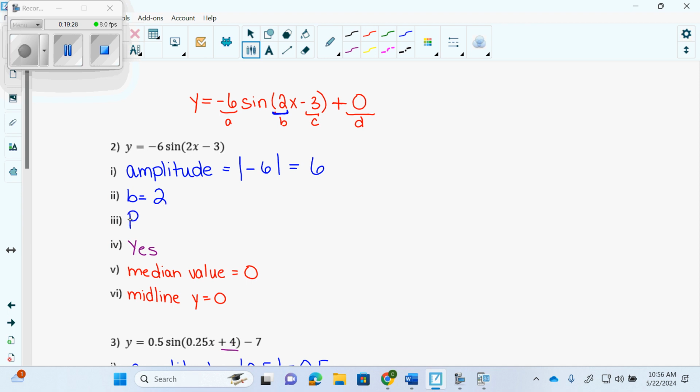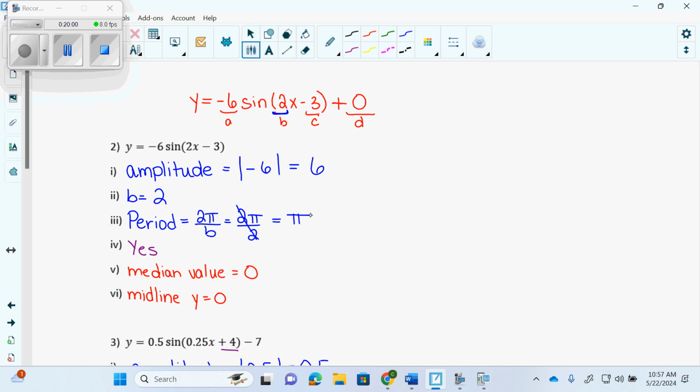So the b is 2. The period is 2 pi divided by b. And people are like, where are you getting that? From the formula sheet. It's a crazy thing. 2 pi over b. So we get 2 pi over, what was the b? 2. So how long does it take to repeat itself? Pi, which is 3.14. The last graph repeated itself in 6.28. Pi is 3.14, and I times by 2, I get 6.28, right? So the last equation repeated itself in 6.28.